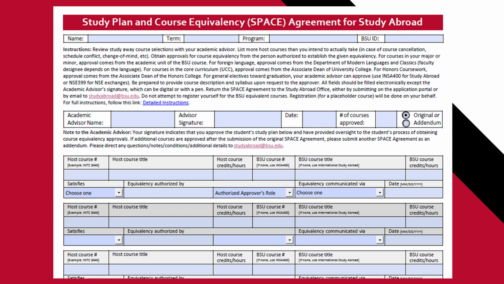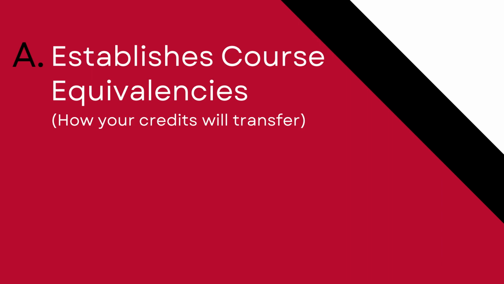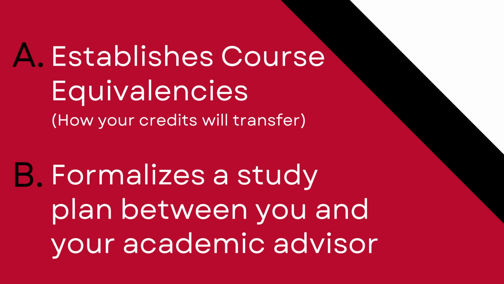It does two things. The first is that it establishes course equivalencies, what those courses will actually transfer back here as. The second is that it formalizes a study plan between you and your academic advisor. You're both on the same page about what courses you're planning to take while away. This is all done before you depart, so that once you're away, you just follow the agreement and complete your courses. Once we get your transcript here, we will automatically apply the BSU equivalents to your transcript according to what is on the SPACE agreement, as long as you earn the equivalent of a C or better in the course.